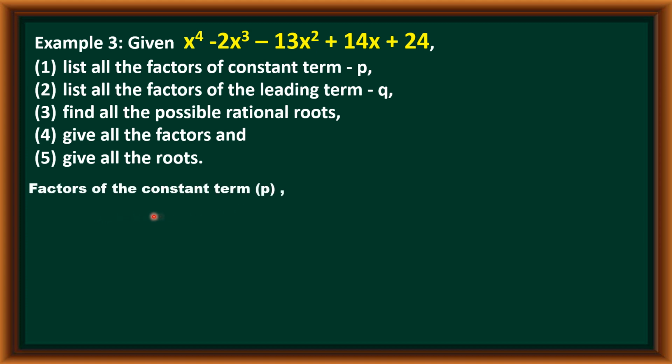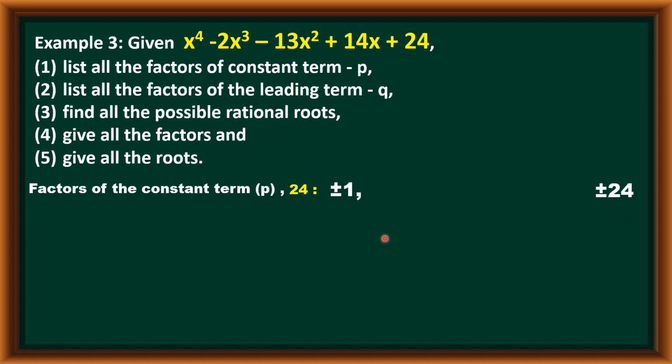Now, doon muna tayo sa factor ng constant term natin, yung p. Ano nga ba yung constant term natin dito? Right, it's 24. So, ano-ano yung mga number na pag multiply natin, 24 ang sagot? Of course, we have 1 times 24. Positive and negative yun, ha? Bakit nga ulit? Isn't it that to have positive 24, ito yung constant natin, we can multiply positive 1 times positive 24, or pwede rin namang negative 1 times negative 24.